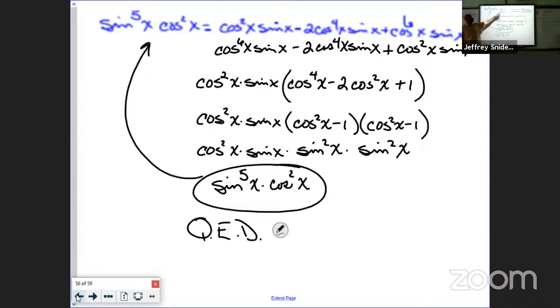Then I pulled out the greatest common factor, and this is the greatest common factor. So look at the cosines. There's 6 here, 4 here, 2 here. So they all have 2 in common, so I pulled 2 out. I have a sine x here, a sine x here, a sine x here, so they all have 1 sine x, and that's why I pulled out a sine x too. So that's how I got my greatest common factor here.